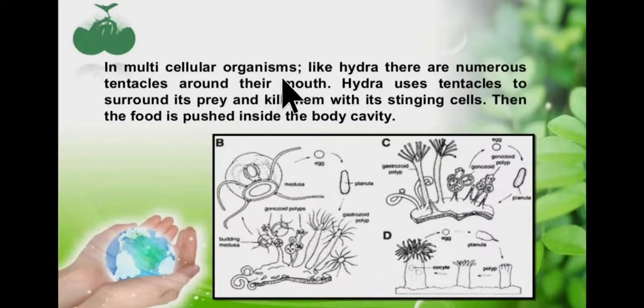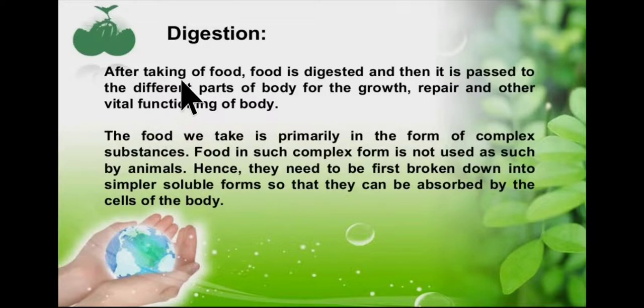In multicellular organisms like Hydra, there are numerous tentacles around their mouth. Hydra uses tentacles to surround its prey and kill it with its sting cells. Then the food is pushed inside the body cavity. After intake of food, the food is digested and then passed to the different parts of the body for growth, repair, and other vital functioning of the body.